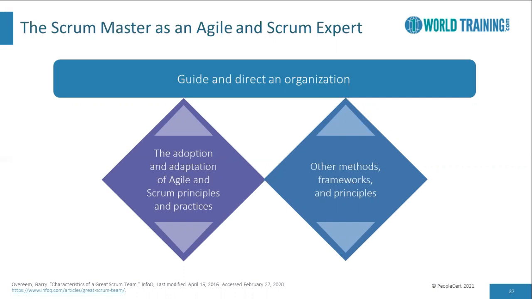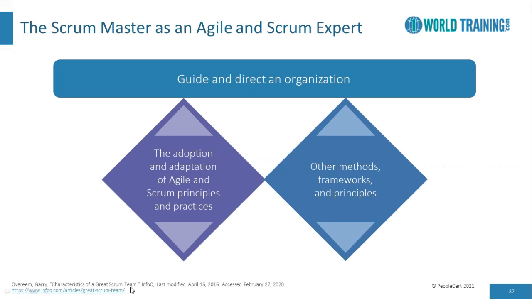A great Scrum Master is knowledgeable in other Agile approaches such as XP, Extreme Programming, Kanban, and Lean. He or she knows the strengths, weaknesses, opportunities, and risks of other methods, frameworks, or principles, and how and when to use them. Also understands what a team is trying to achieve and helps them become more effective in an Agile context. So we see here the Scrum Master guides and directs an organization in the adoption and adaptation of Agile and Scrum principles and practices, as well as other methods, frameworks, and principles.